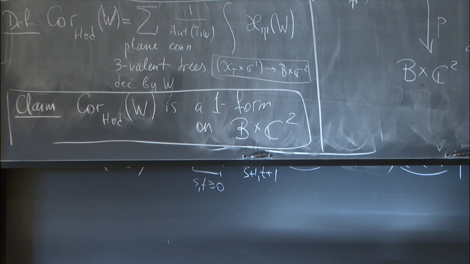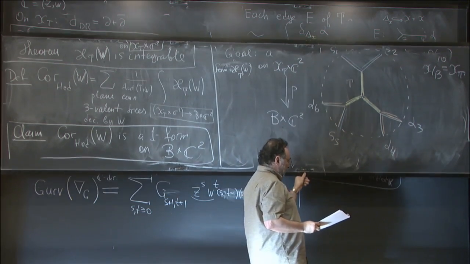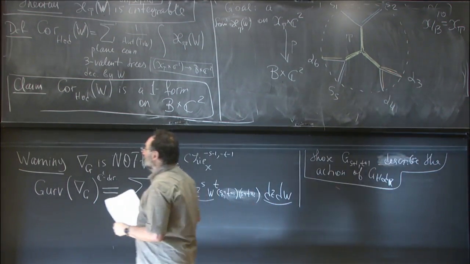Now, I'm going to check this in some particular case when there are no s's, but there are only alpha. So you see how exactly the combinatorics works, and then you can do the exercise in general.